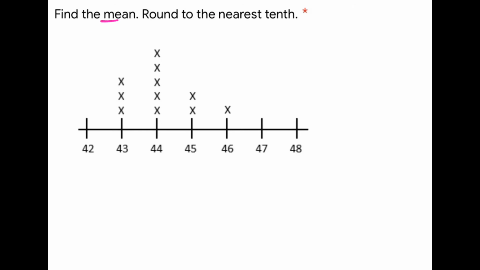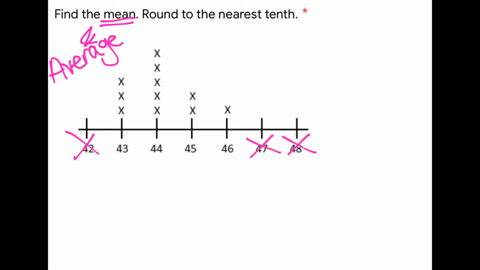Find the mean. Mean is the same as average. This is what you learned in your lesson today. In order to find your average, the first thing that you need to do is put the numbers in order from least to greatest. 42 is not in our data set, 47 nor 48. Only the numbers that have X's on them.